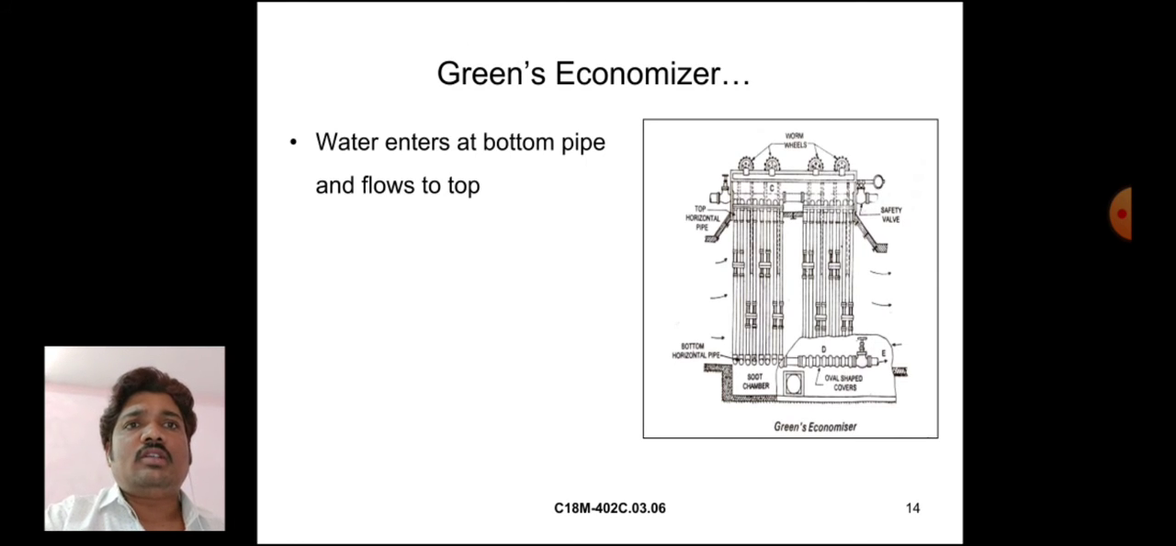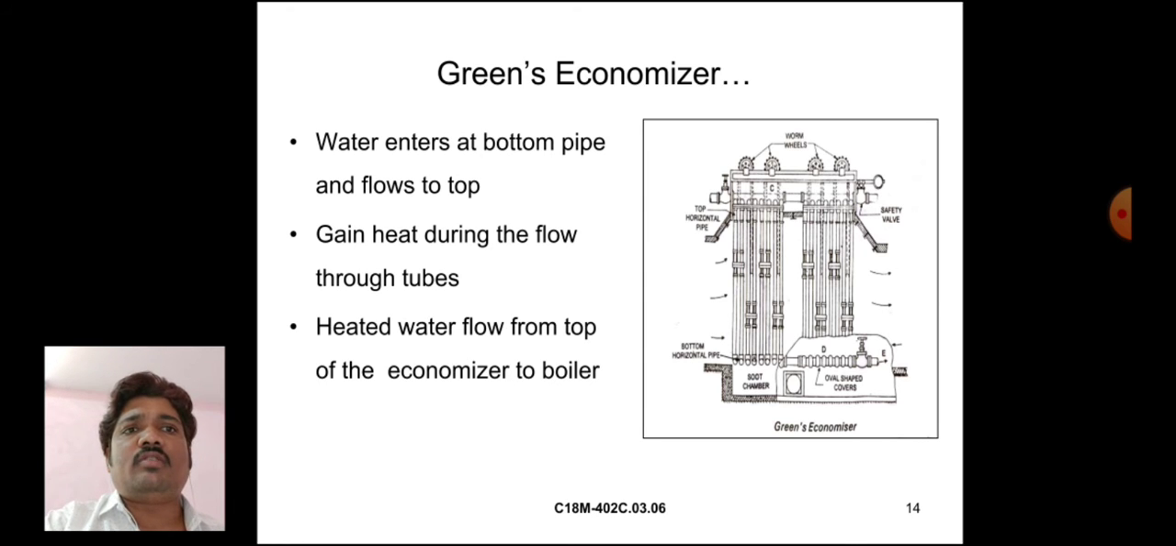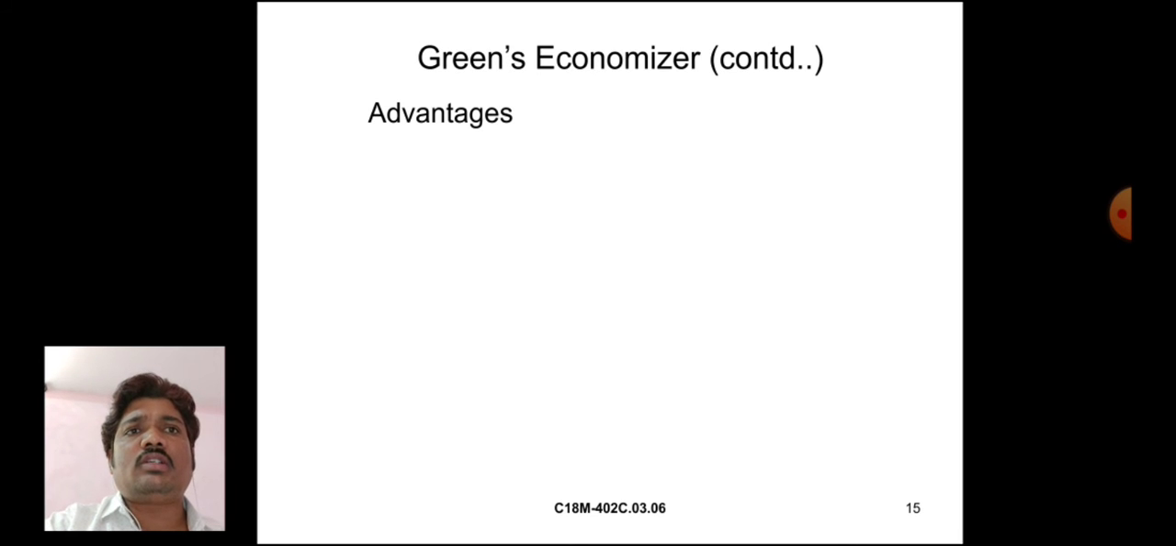Green economizer. Water enters at the bottom pipe and flows to the top. It gains heat during the flow through the tubes. Inside the tubes, some heat is gained by the water. Heated water flows from the top of the economizer to the boiler.